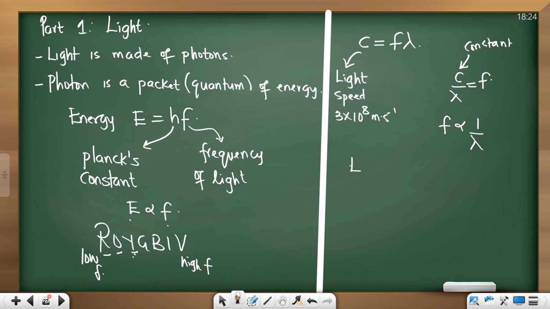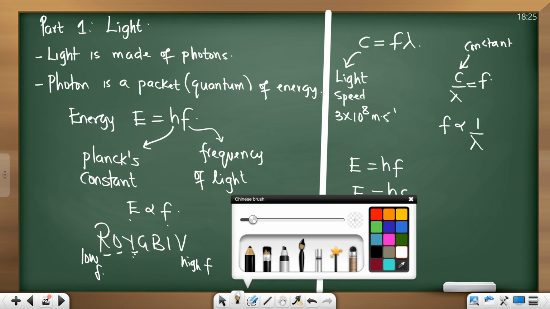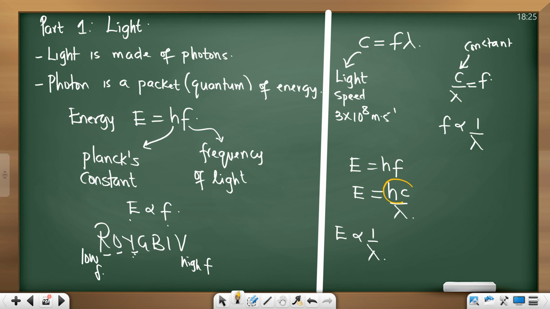So that means if I have E equals to HF, I could simply replace this. What is my F? C over wavelength. I'm sure you've seen that formula. So in that same way, E is inversely proportional to that. Why are we saying that? Because this is a constant. H is a constant. C is also a constant. Guys, we cannot talk about proportionality if there's no constants.